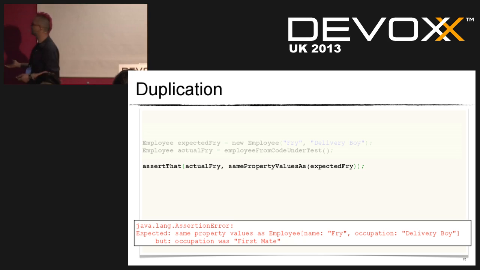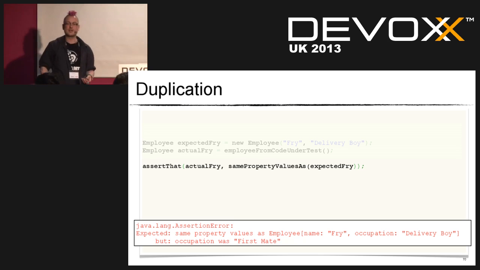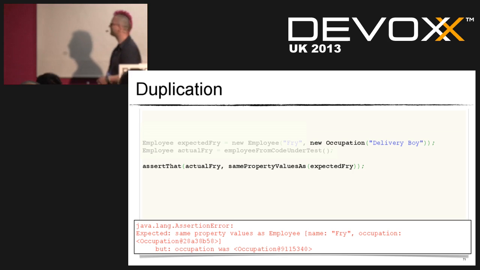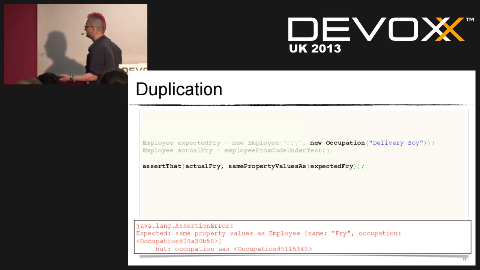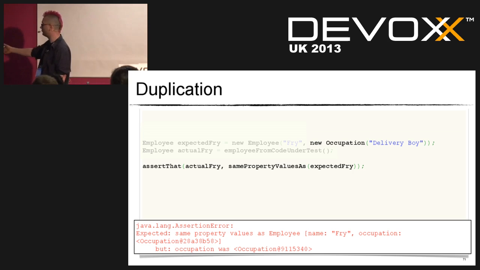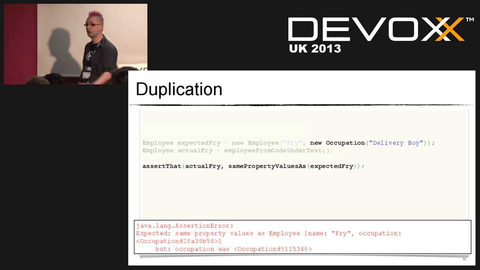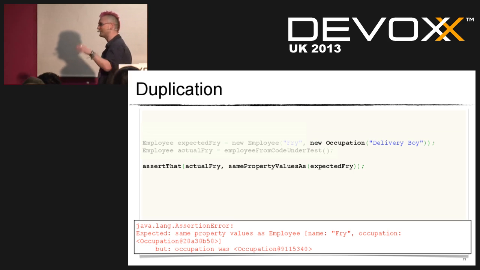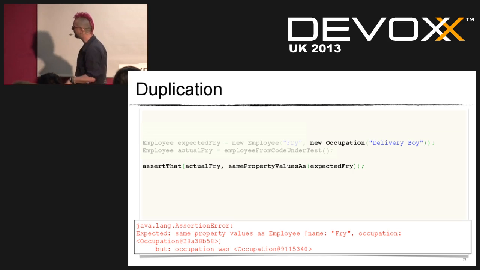So for this example, let's change our occupation from being a string to being a real object. Back in the same problem we had before, our occupation object is now giving us rubbish diagnostics again. And that now needs the equals method overridden so it can work its way down your tree. And this gets worse and worse and worse.